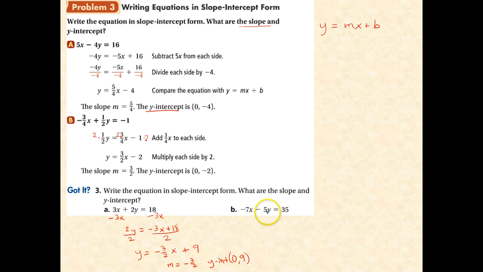On B, remember we want to get y by itself, so I'm going to add 7x to both sides. We get negative 5y equals 7x plus 35. Now I'm going to divide both sides by negative 5, and we get y equals 7 divided by negative 5, which is negative 7 over 5 x, and then 35 divided by negative 5 is negative 7. So the slope is negative 7/5, and the y-intercept is (0, negative 7).